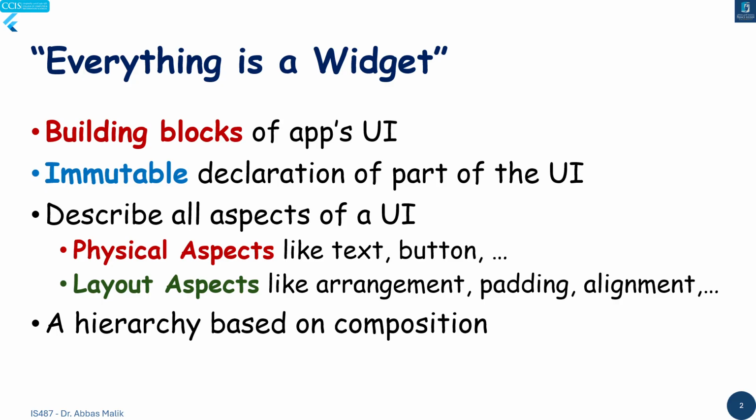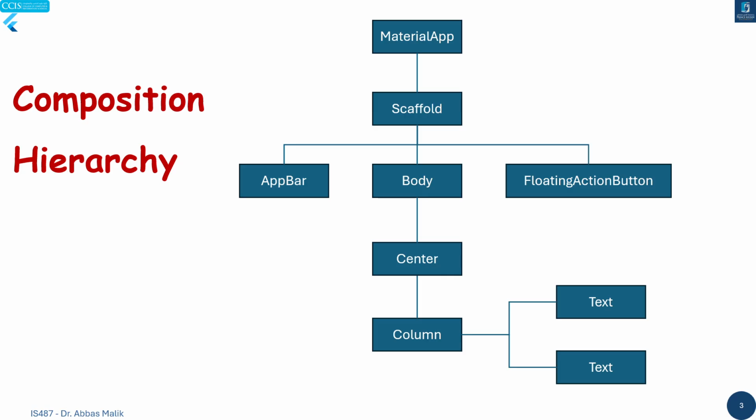Right on top, we have the material application, and then the material application can contain the scaffold. The scaffold contains the application bar, the body, and the floating button. Inside the body, we can also have some other elements that I want to show on that page. So, okay, this is a hierarchy based composition. So this is an example of the composition.